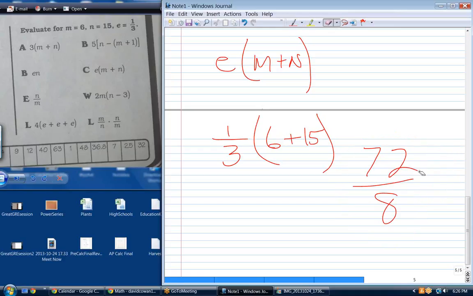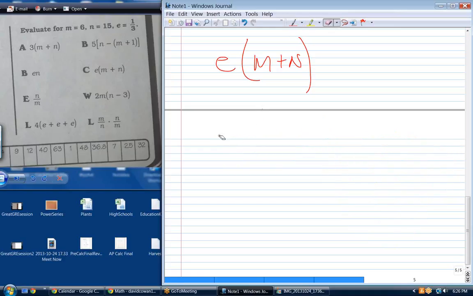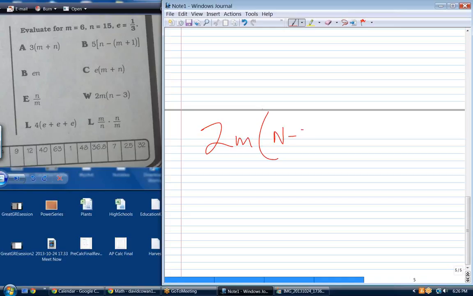So only use the shortcuts when you need them. And you'll get good at it. After a while, you'll get real good at knowing when you should simplify and when you shouldn't.